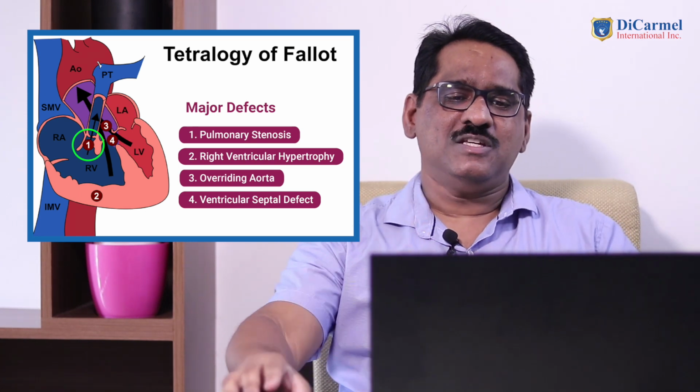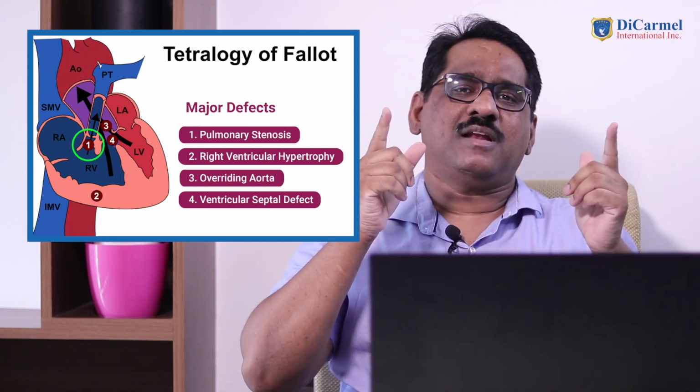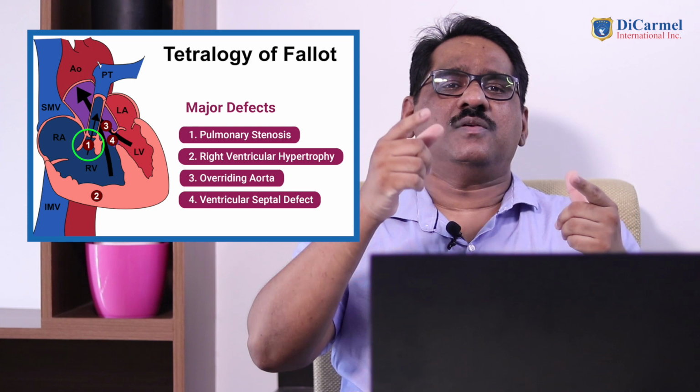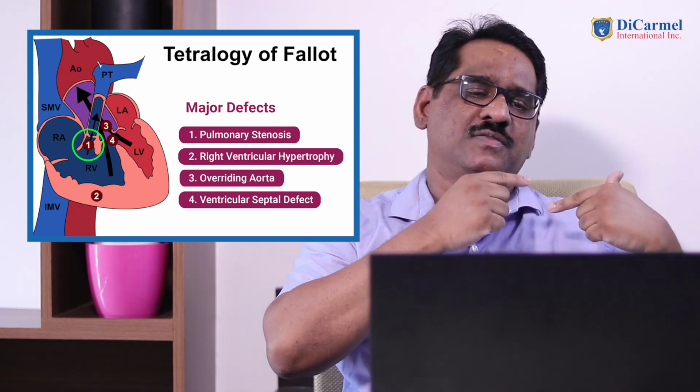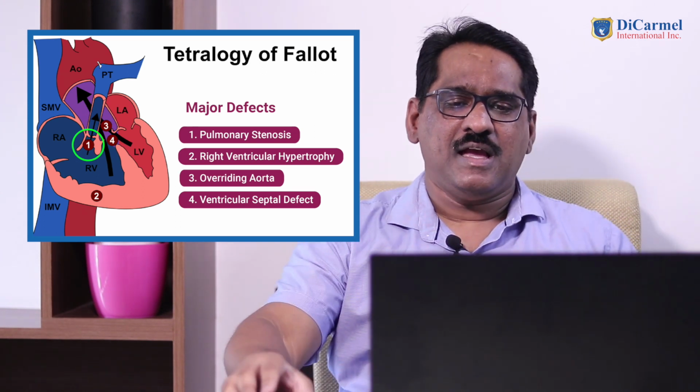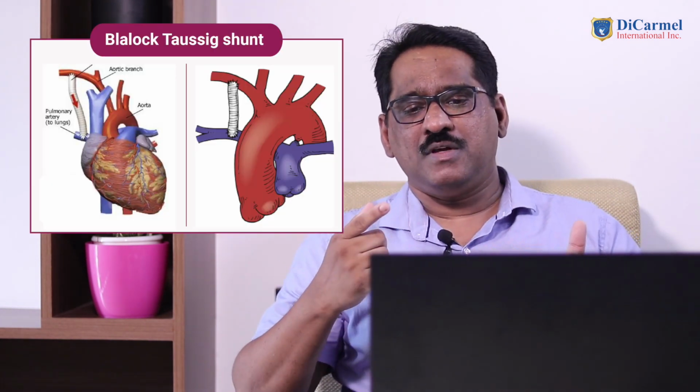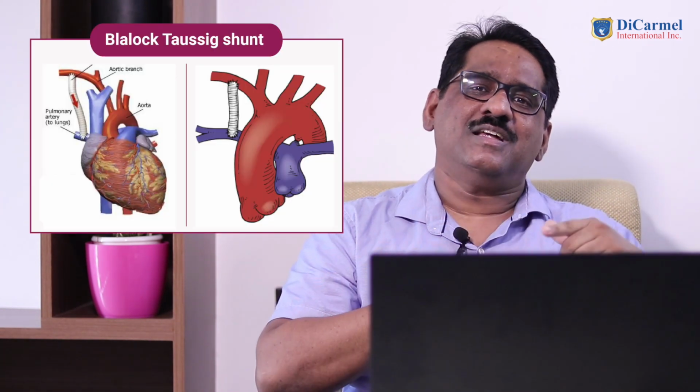So here in BT shunt, what we do is try to make an artificial connection either from the right subclavian to the right pulmonary artery, or the left subclavian to the left pulmonary artery, as I'm going to show you right here in this image. So once more, either the right pulmonary artery is connected to the right subclavian, or the left pulmonary artery is connected to the left subclavian.